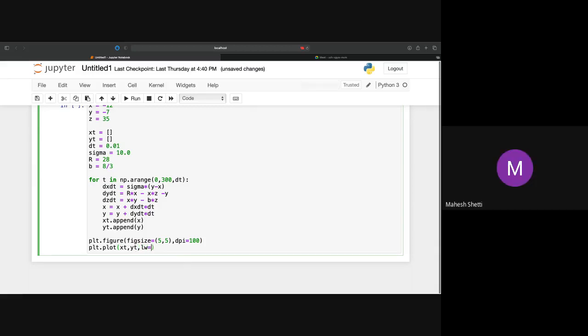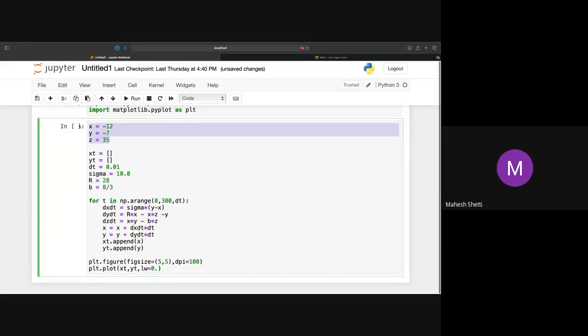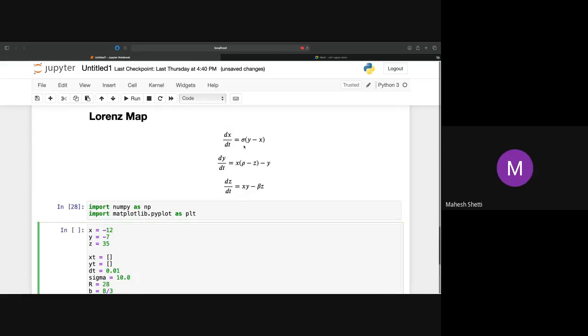But even in xy, z is coupled with these, right? Where are the xyz equations? Show the original equations. Yeah. So you see, z is also coupled with x and y, and y depends on the value of z. So if you do not iterate z, then you are not getting this figure. You have to iterate all three and only then plot xy.